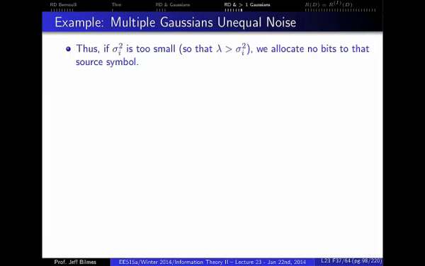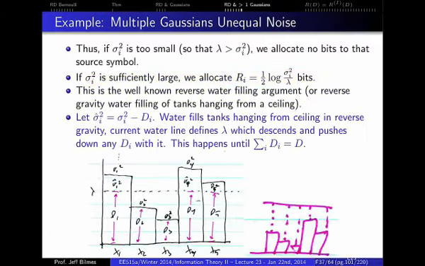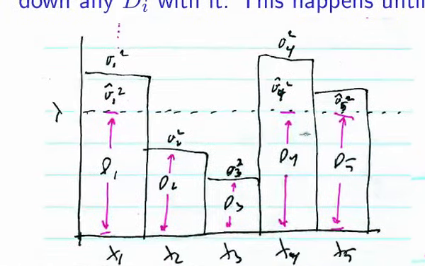So if sigma is too small, we allocate no bits. And I think the best thing is to look at a picture. When sigma is large, we do allocate bits. We do communicate. And here's the actual picture. So what's actually happening? Let's just zoom in on this picture a little bit. This is one of these beautifully hand-drawn pictures.